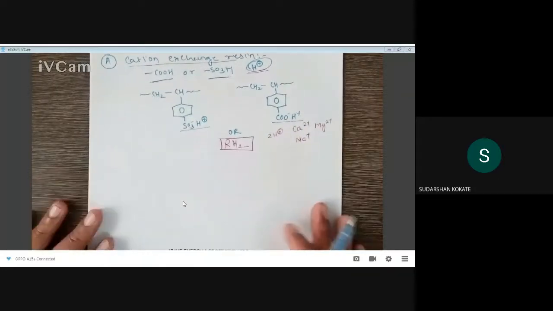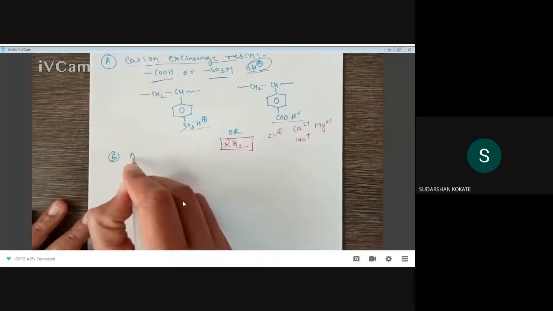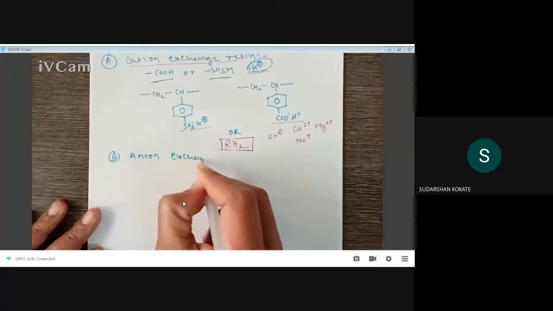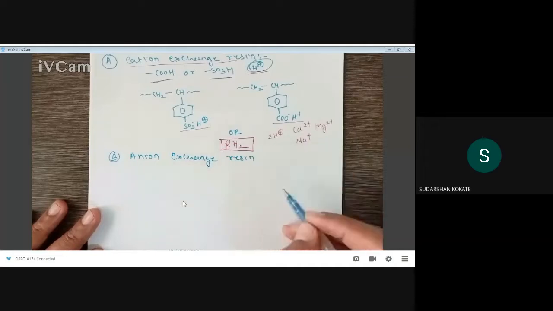Now the second type of resin which is used in the ion exchange method, that is your anion exchanger resin. Second number is anion exchange resin, which is denoted by what?